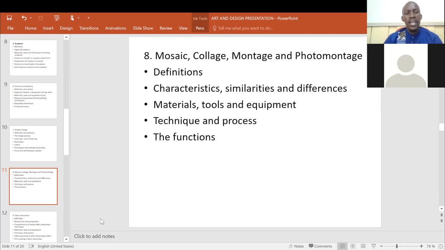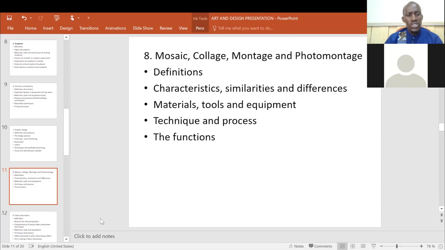This is the time the candidates will use the memory, or rather the knowledge of the characteristics, to either differentiate or show the similarities that exist between these forms of art. Away from understanding the characteristics, the similarities, and the differences, let the candidates also be able to understand and mention the materials. What are some of the materials used in creation of a mosaic, a collage, a montage, and a photomontage? Now, we've talked about one of the materials initially.